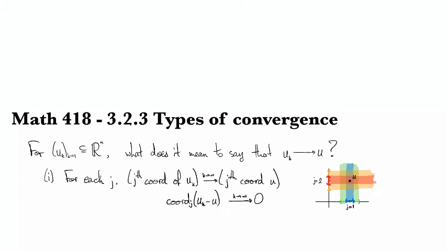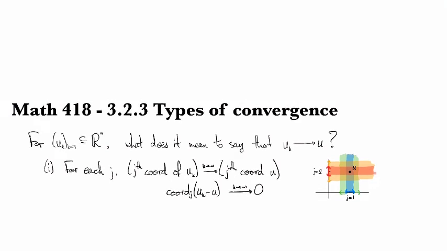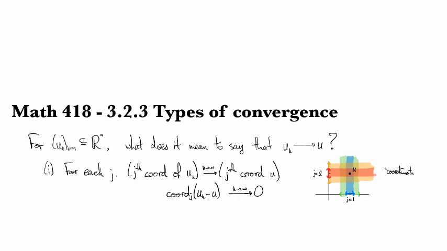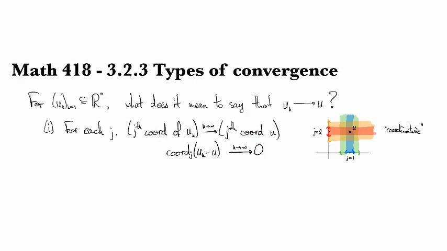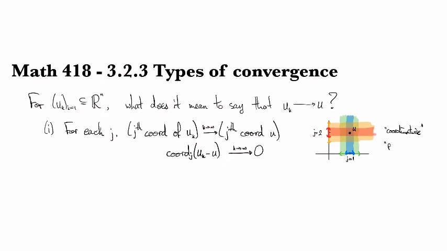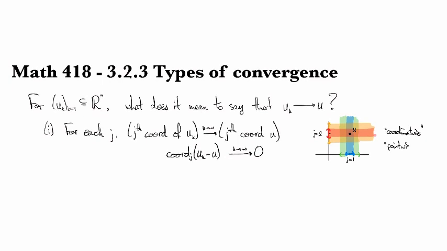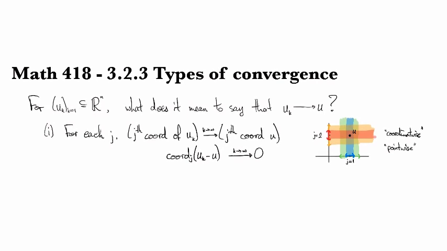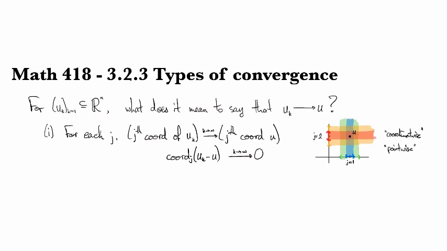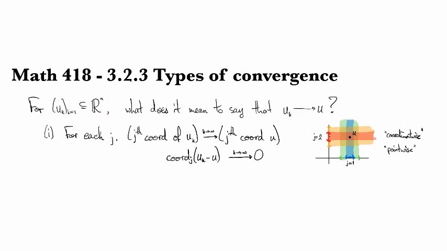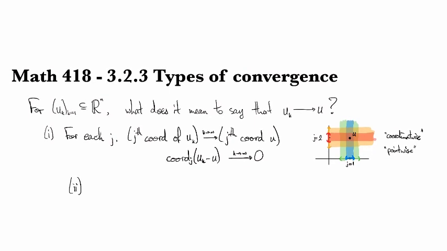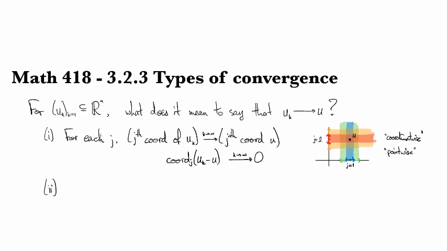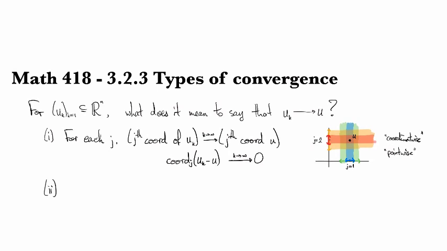Okay, so this is what we would refer to as coordinate-wise convergence, or point-wise, because we're just looking at one coordinate at a time, or one point at a time. We fix j equals 1 and then do our whole check on the convergence question based on that. So that's one notion. That's one way to describe what it means for the uk to converge to u.